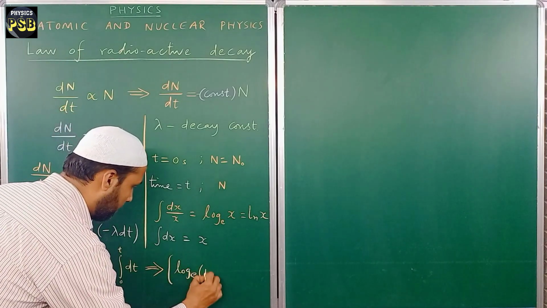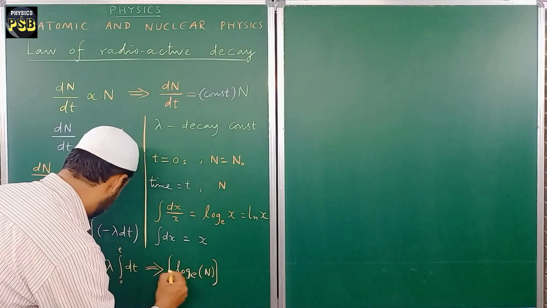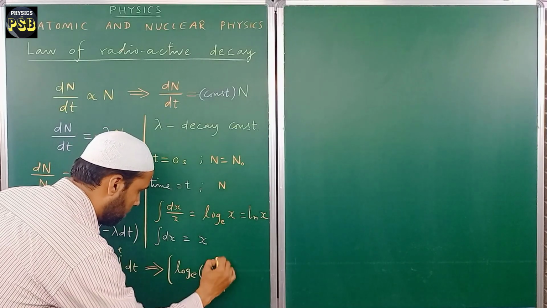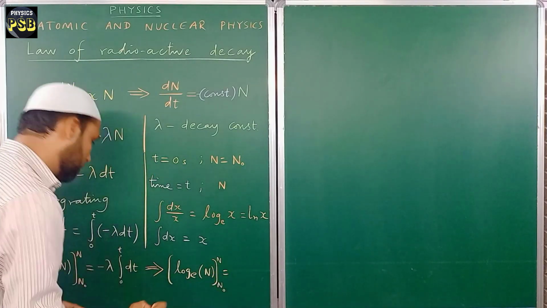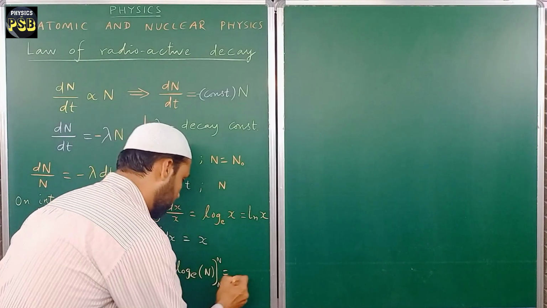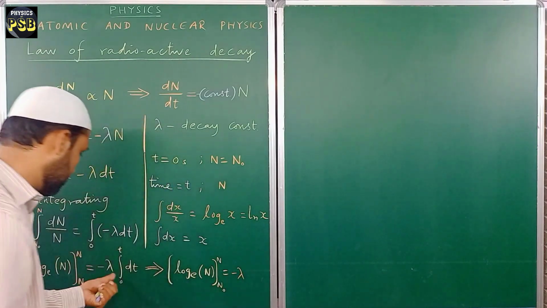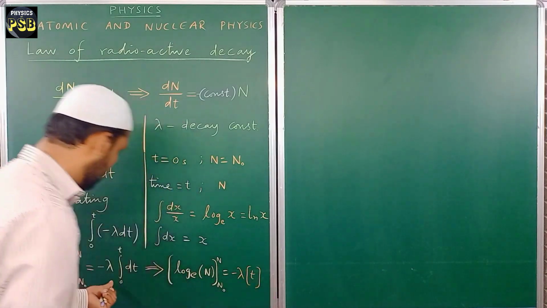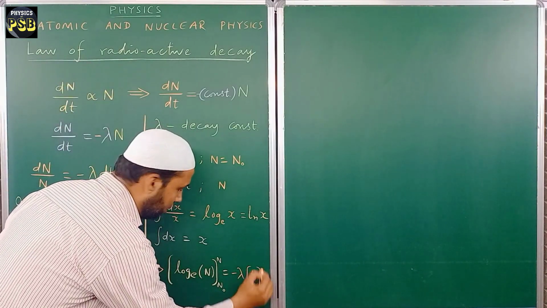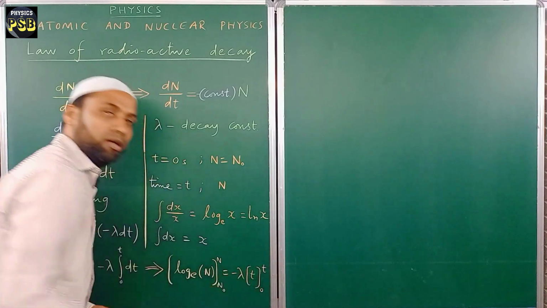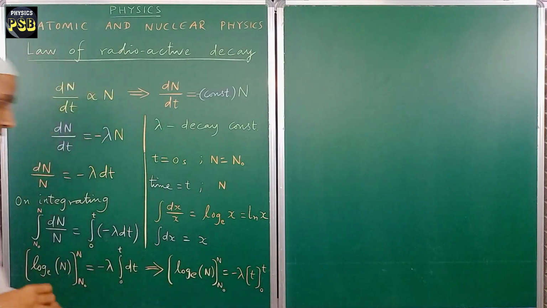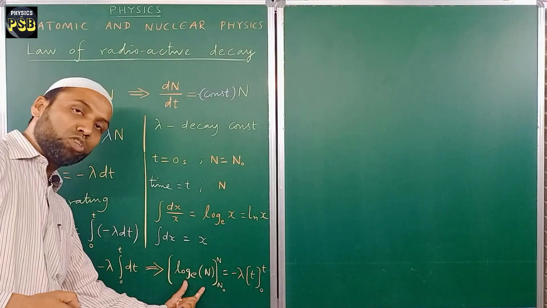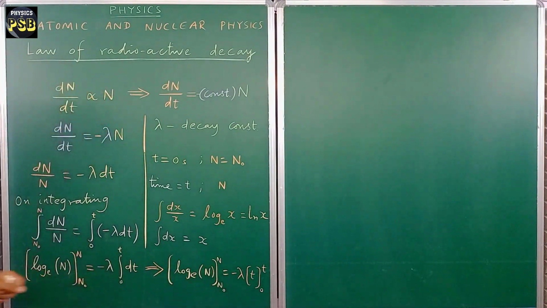natural log of n, or n naught, n here is equal to minus lambda. After integrating this, you get t, and outside the bracket I am going to write the limits. Okay, lower limit and upper limit. Now I am going to substitute the values of upper and lower limit. You see how I do it?